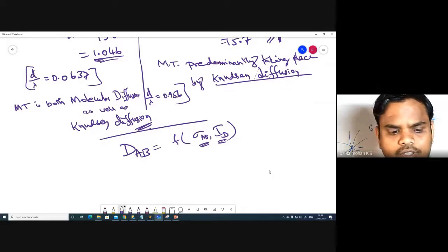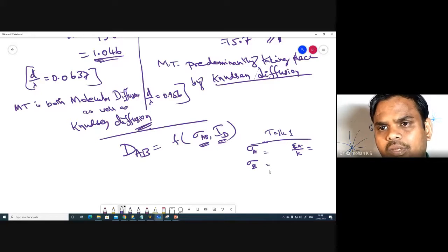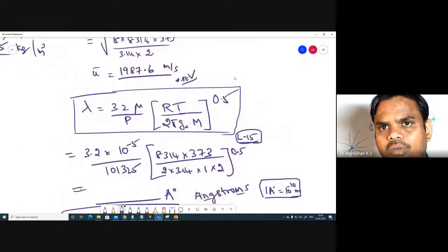So what is the procedure? I will tell first. The procedure is, first we have to take the sigma A value and the sigma B value from table 1. Similarly, we will get the epsilon A by k value and epsilon B by k value from the same table 1. What is A? We are assuming A to be hydrogen and B to be ethane. So from table 1, refer to the data for hydrogen and ethane and get the data.